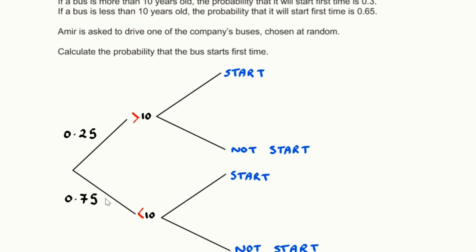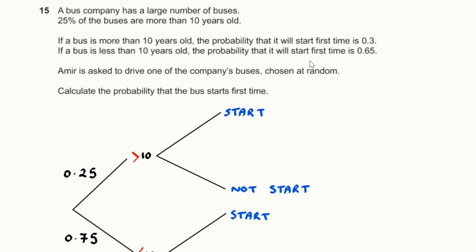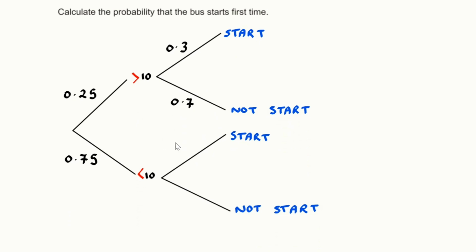And then less than 10 years old, I've got 0.75. Now, if it's more than 10 years old, probability that it starts is 0.3. So probability that it won't start is 0.7. Now, if it's less than 10 years old, the probability that it starts is 0.65. So probability that it won't start is 0.35. We're looking at the probability that the bus starts for the first time. So I need more than 10 years old and starts, or we could have less than 10 years and then starts.